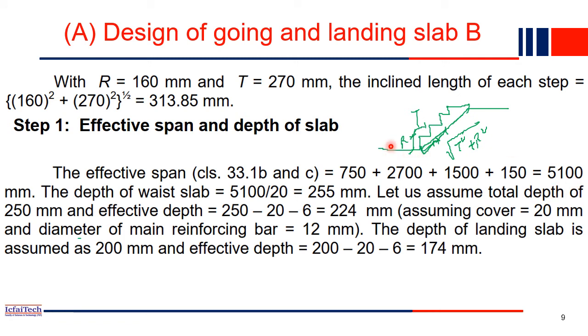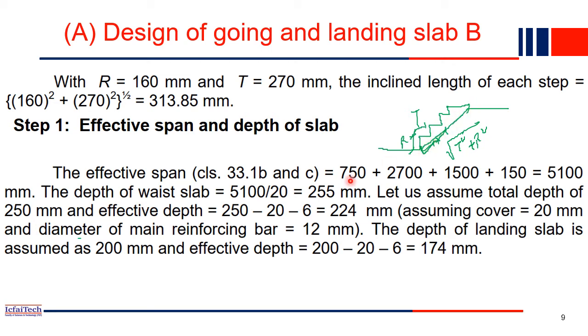How? This side landing is given to us as 1500, so half we consider, 750. Then this length, which is given to us, 2700. Then this entire landing 1500, plus half of it inside the wall, all this 150.